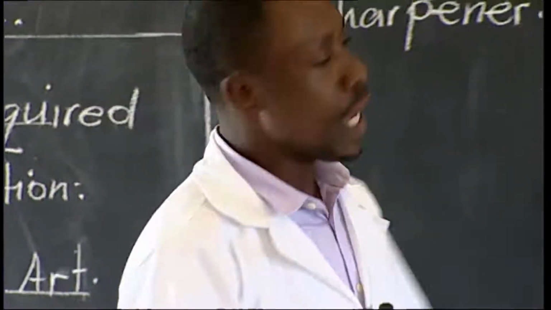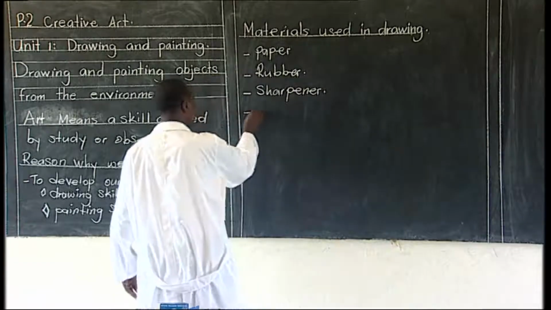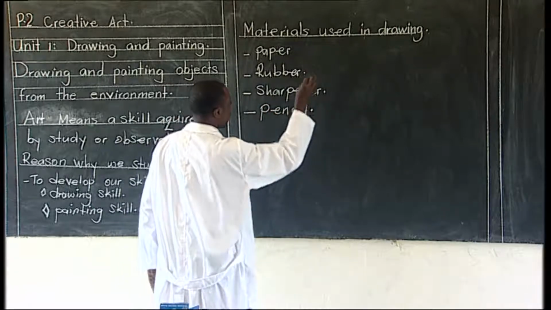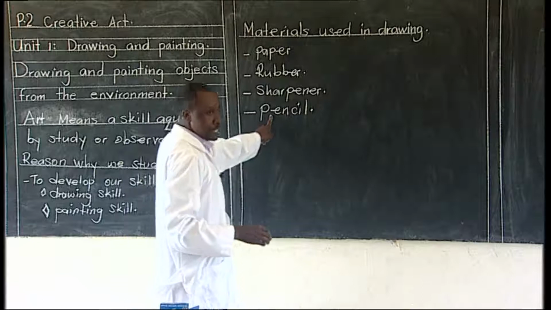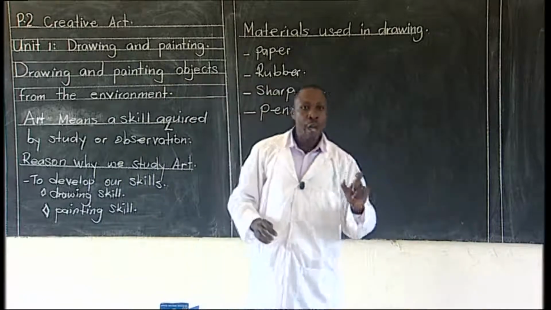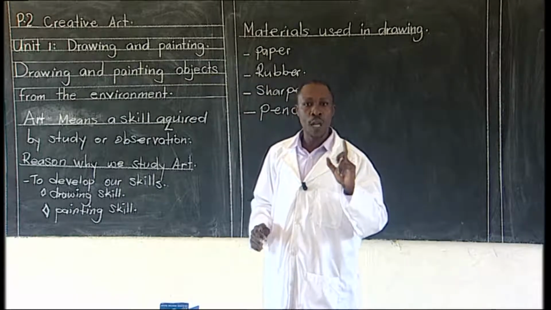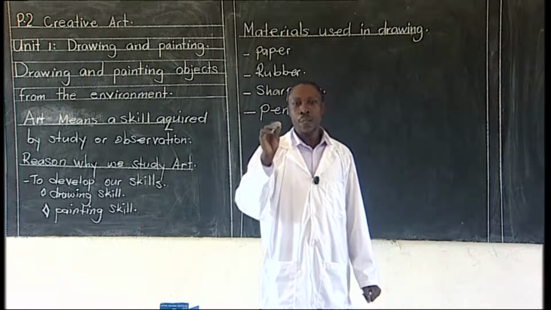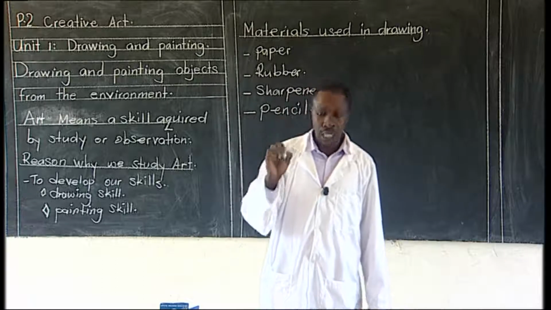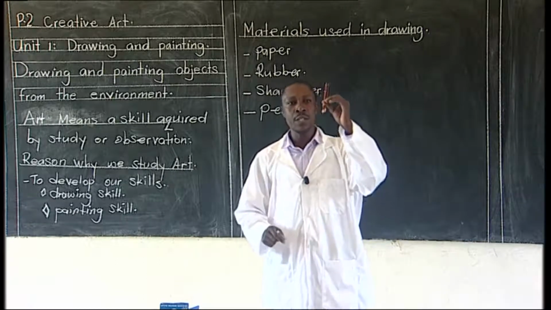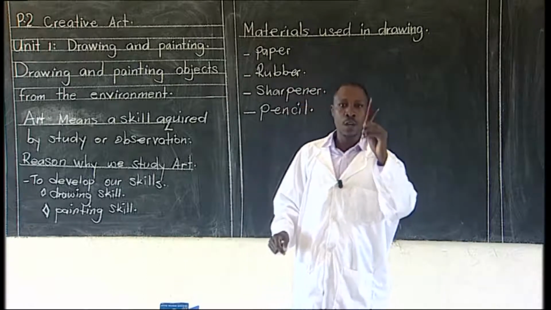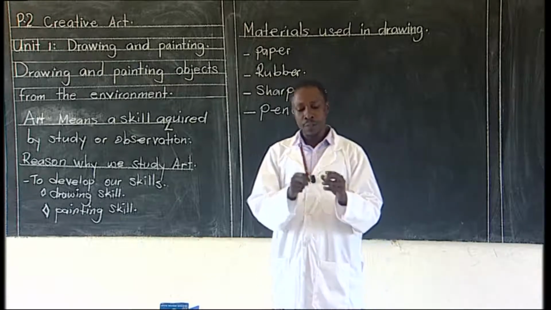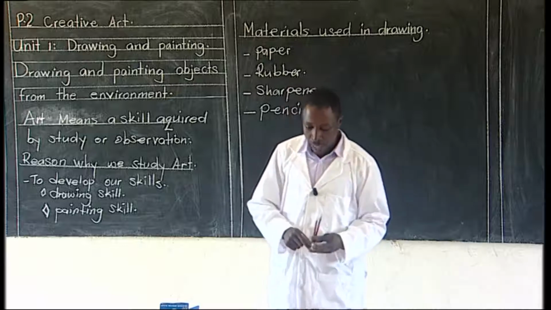Next, we have a pencil. This one, a pencil, is used when you are sketching what you want to draw. You first sketch. Then after sketching, that's when you go to shading. So a pencil is used to sketch what you want to draw. You first draw, then after drawing, you shade.